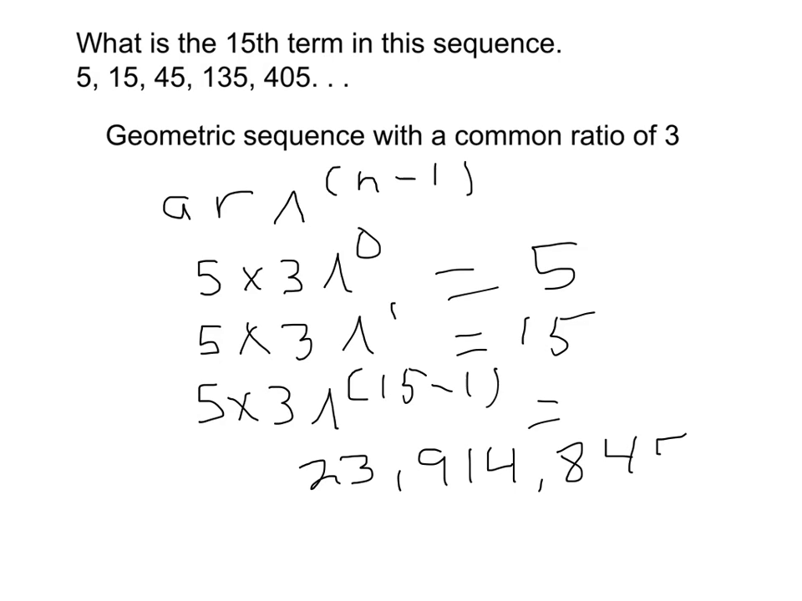23,914,845. Alright. So the important thing to remember is first determine if your sequence is arithmetic or geometric. If it's geometric and we're told to find a term in that sequence, this is the formula that we are going to use. Watch this video again as many times as it takes for you to understand how we solve this problem.